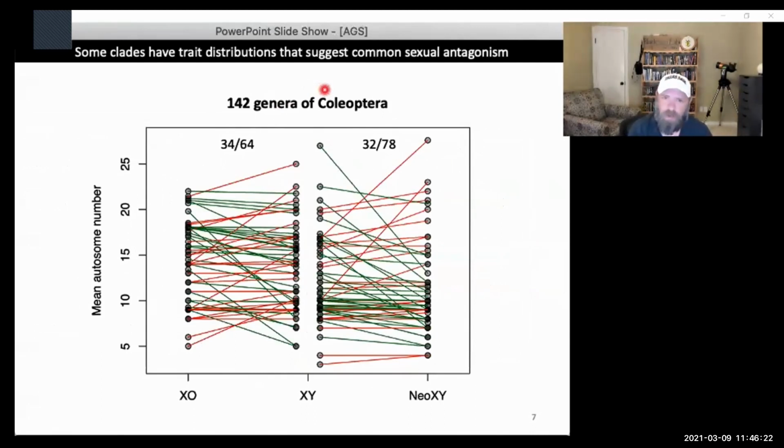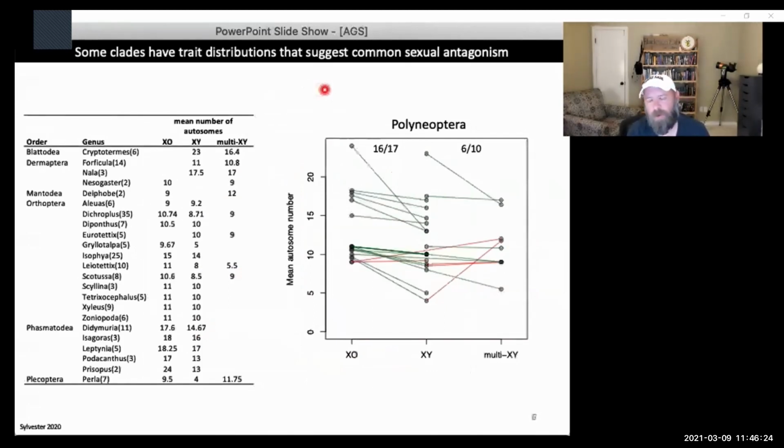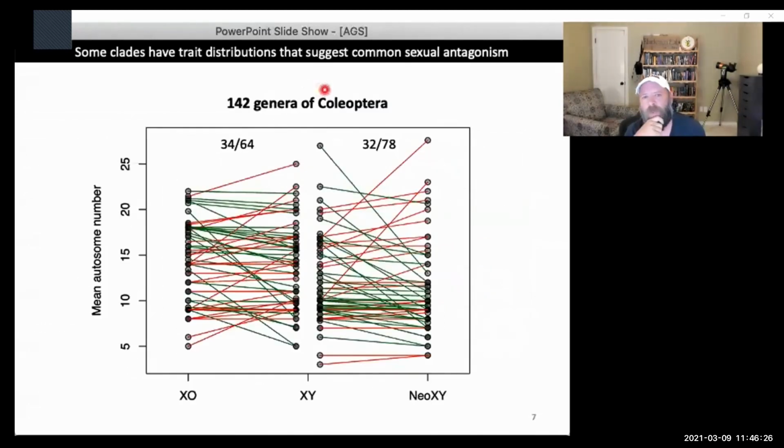And neither this display nor this one, though, can really capture whether or not we see more of these fusions than we would expect by chance. This data can only tell us that a lot of these things happen. And so we really wanted a way to answer this question of whether or not there are more of this type of fusion, the sex chromosome autosome fusion, than we would expect by chance.